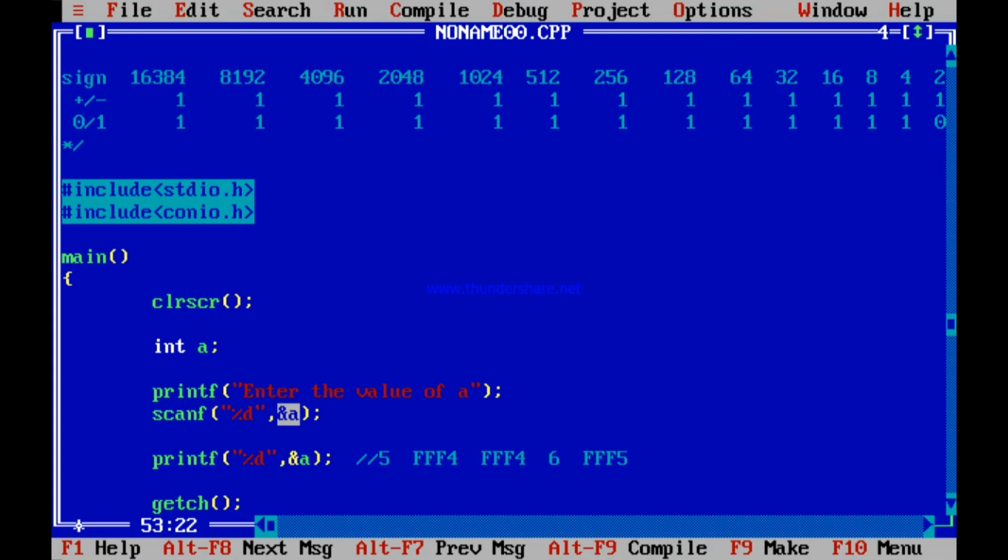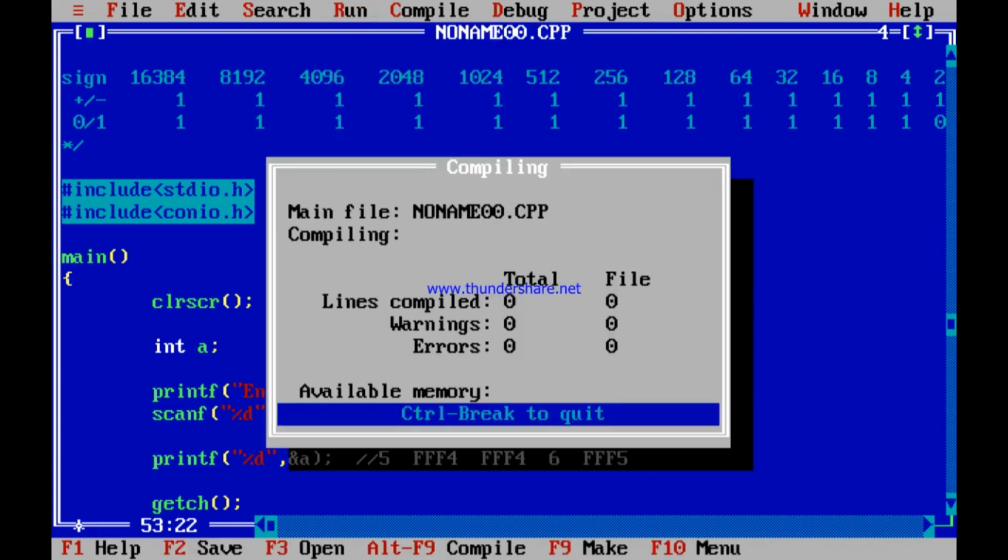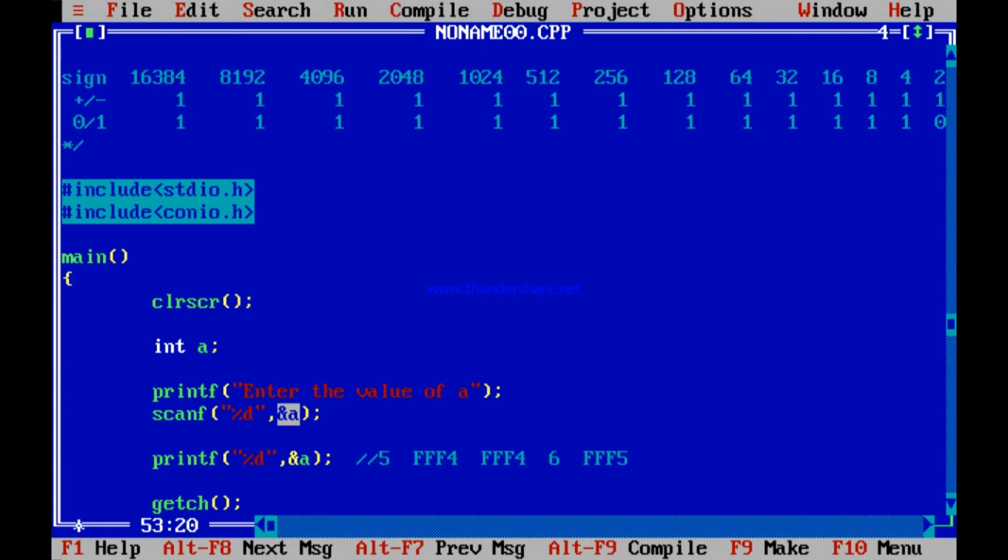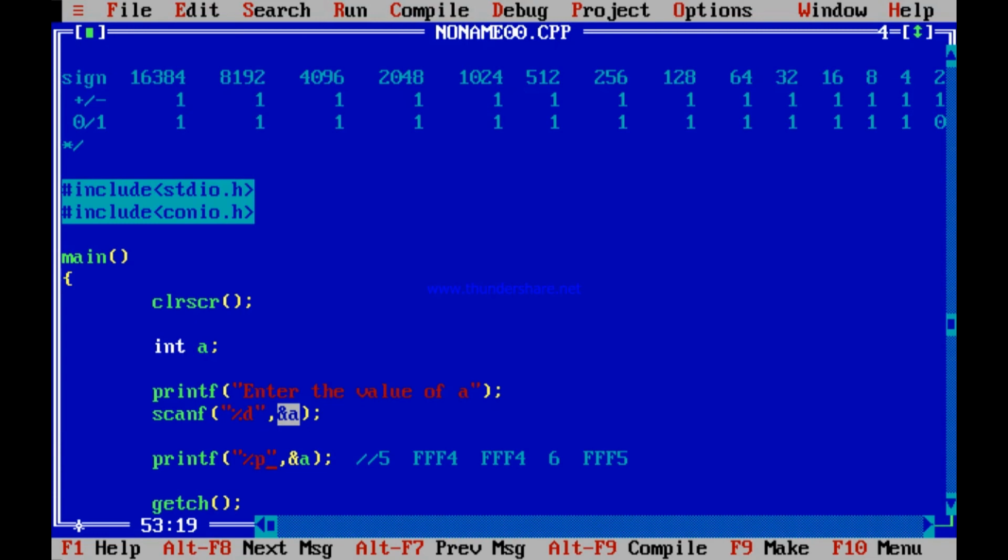If you print ampersand a here, then it will print FFF4, because you are printing the address of a. See this? Enter the value of a, you are entering 5. But it is printing with %d, %p. Address is always printed by %p, otherwise it will print wrongly. So you are entering 5, but it will output FFF4 because you are printing ampersand a. I believe you understand, isn't it so? So this whole thing should be clear to you, how you deal with ampersand, and the meaning of a pointer. Once you have understood this, we will do several programs using pointers later on.